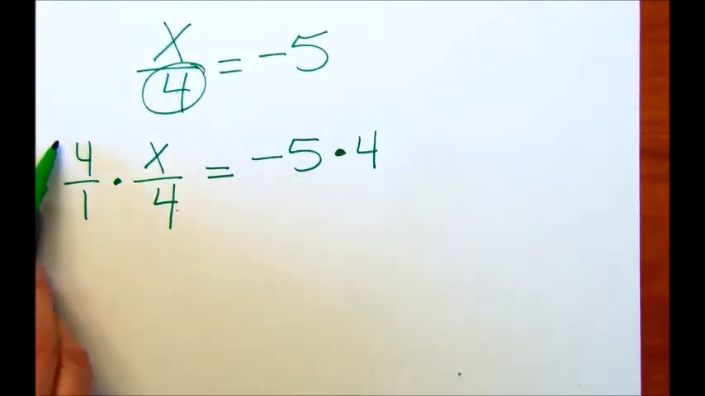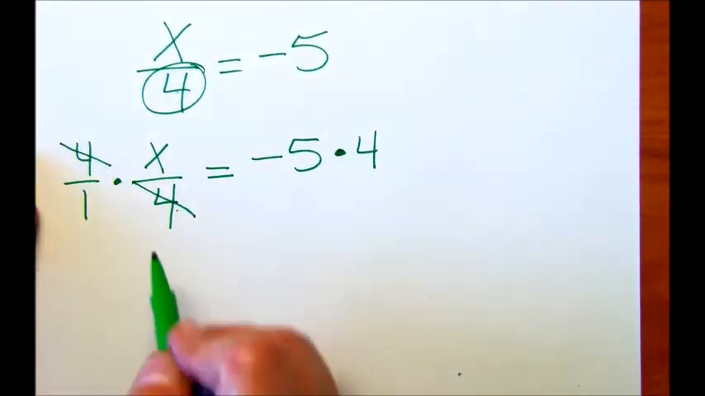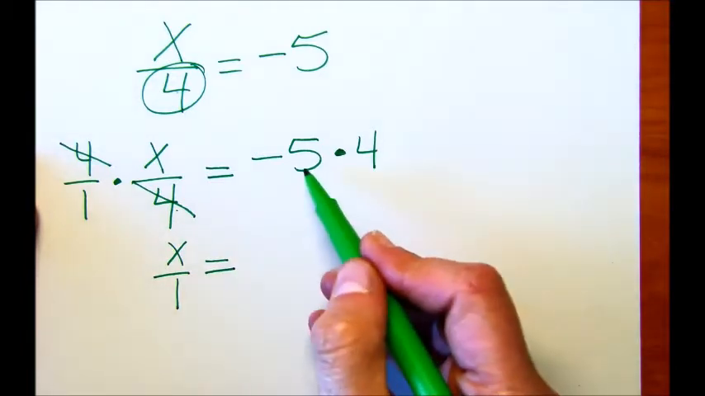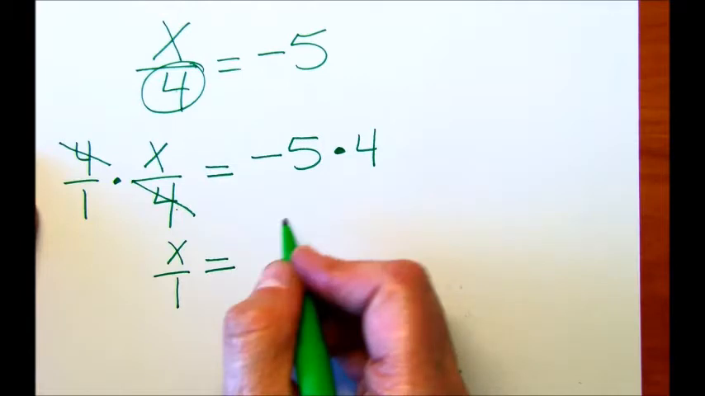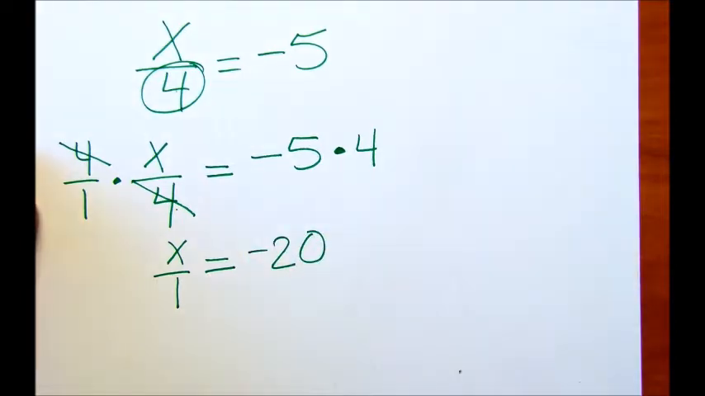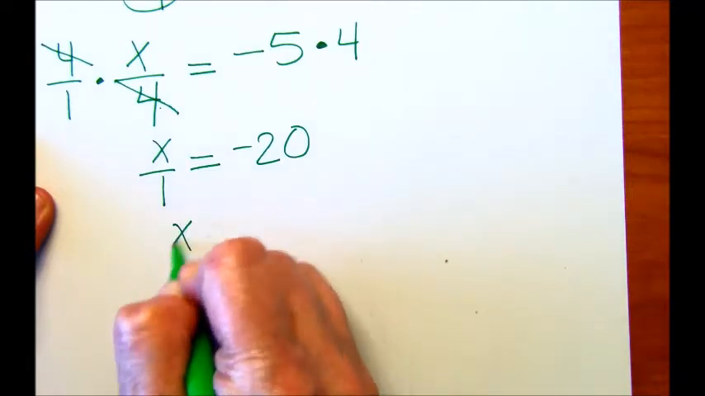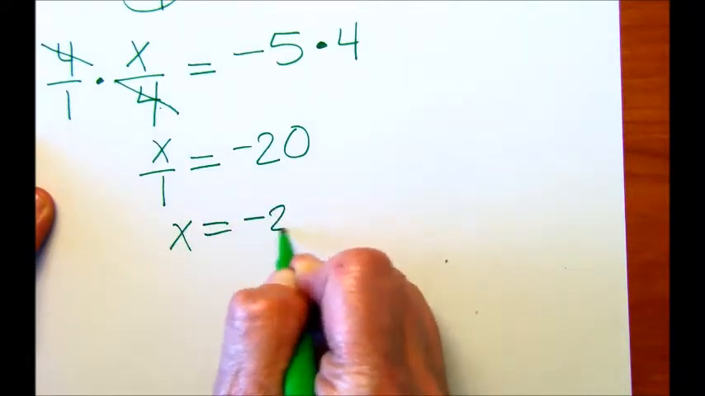We can cancel these 4's, and we're left with x over 1. Negative 5 times 4 is negative 20. Now x over 1 is just going to be x. So x equals negative 20.